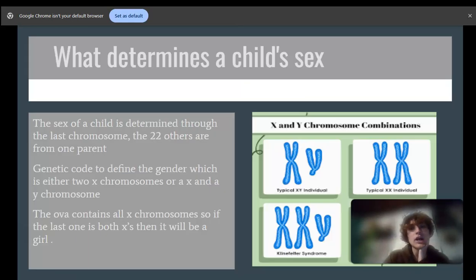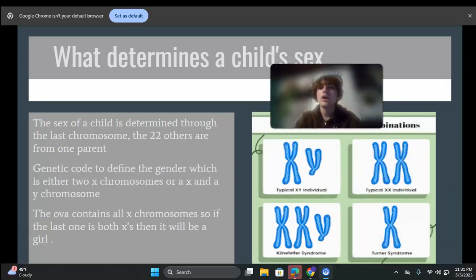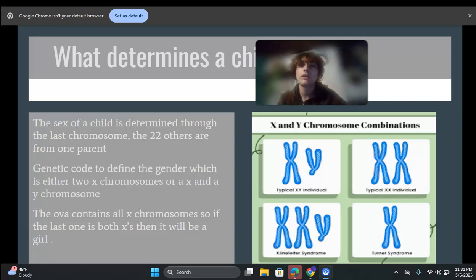What determines a child's sex? The sex of a child is determined through the last chromosome pair. The 22 others are from one parent. The genetic code defines the gender, which is either two X chromosomes or an X and a Y chromosome. The ova contains all X chromosomes, so if the last pair is both X's, then it'll be a girl. And this graph on the right shows different ways that we can tell gender by having different chromosome variations.